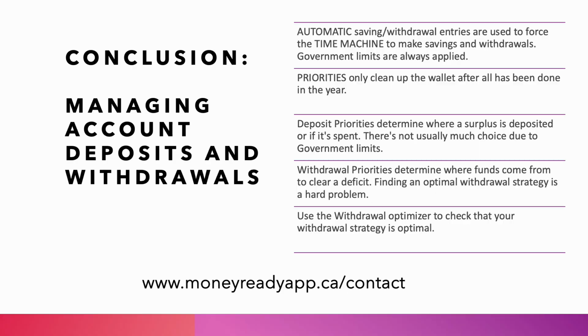Your first method of controlling deposits and withdrawals in the time machine are the automatic savings and withdrawals you can enter to force them. Priorities only clean up the wallet after all has been done in the year. Deposit priorities determine where surplus is deposited or if it's spent. Withdrawal priorities determine where funds come from to clear a deficit. Finding an optimal withdrawal strategy is a very hard problem, so use the withdrawal optimizer to check that your withdrawal strategy is optimal.